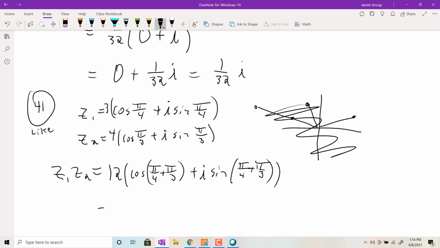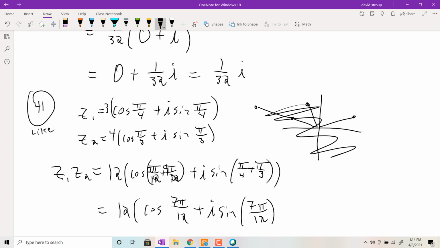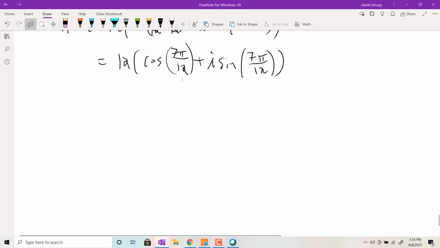And then we could write that, we want to leave it in polar form this time, so it's just cosine, find a common denominator, 12 and 4. So this would be 7 pi over 12 plus i times sine of 7 pi over 12. And that would be it. Okay. So I don't think there's one of those on the test, but just to be sure, you may want to have that memorized.